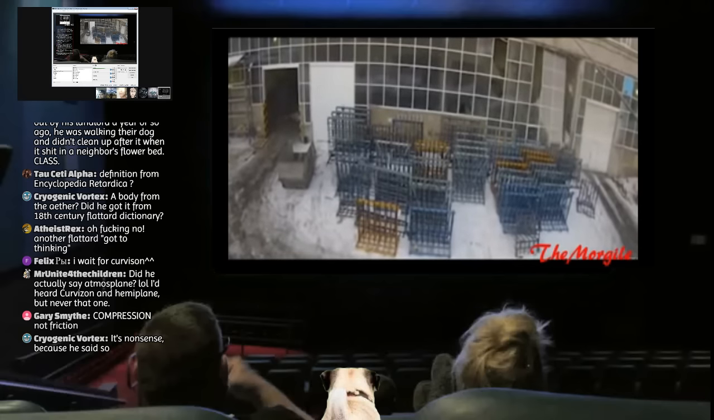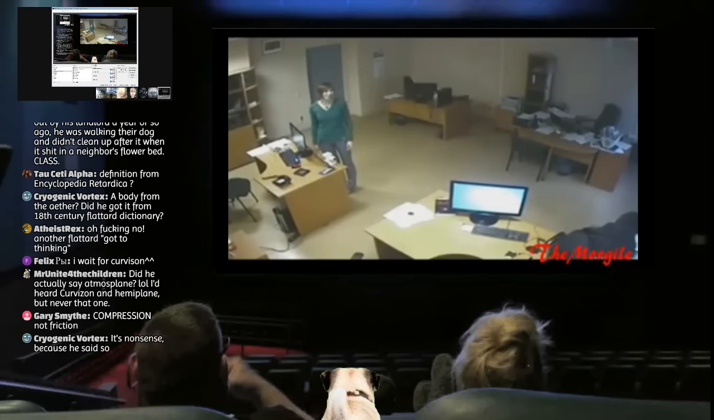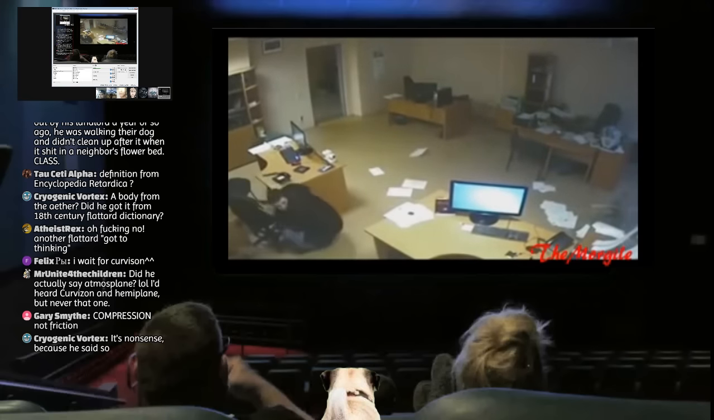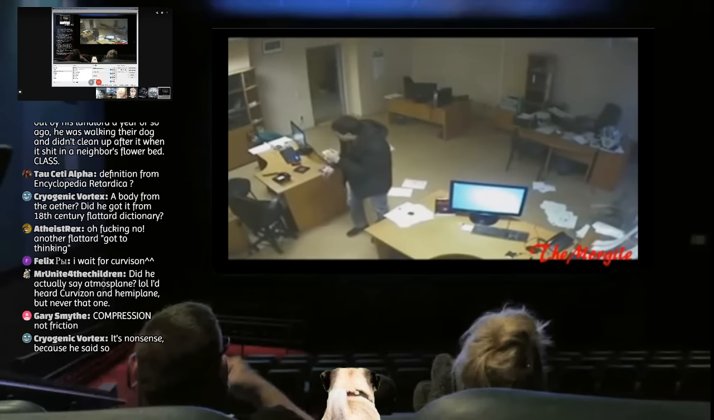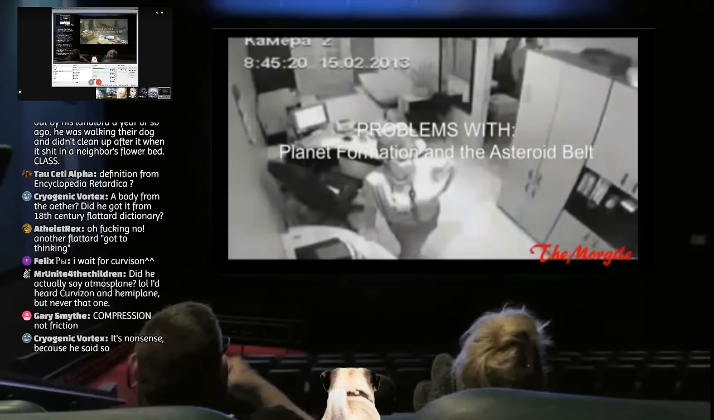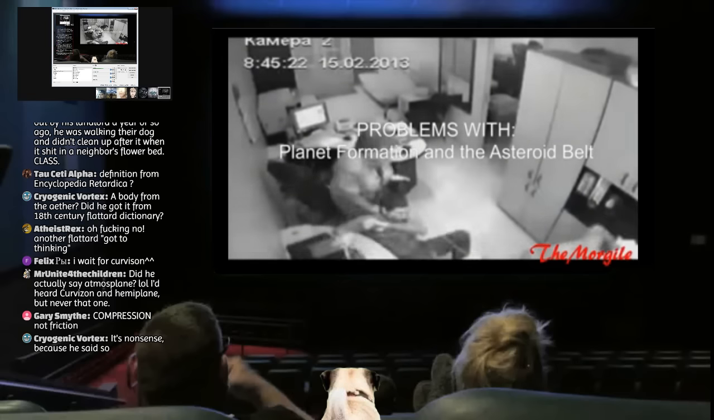Right, so we'll break this video down into two sections. First, let's deal with the problems just mentioned in the heliocentric model. Then we'll look at an interesting theory I have for meteoroids, or meteors, in the flat Earth model. So first, we'll do problems with the planet formation and the asteroid belt.